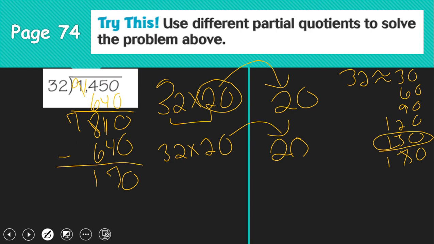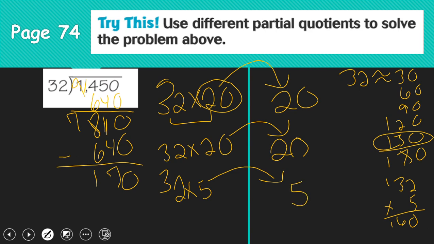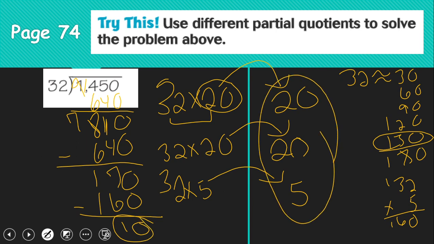So that's going to be 1, 2, 3, 4, 5. So I'm going to do 32 times 5. And we solved this above. Let's see, I'm going to do it over here because I don't recall what it was. 160. All right. So I want to track my 5 over here. Subtract 160. And I'm left with a remainder of 10. So my quotient, I add that up. 20 plus 20 equals 40 plus 5 equals 45. So my quotient is 45 remainder 10.